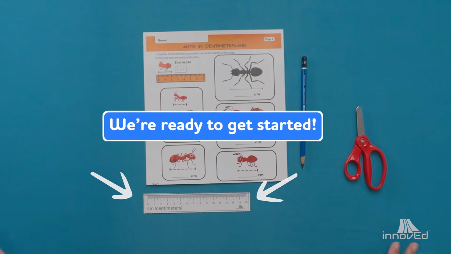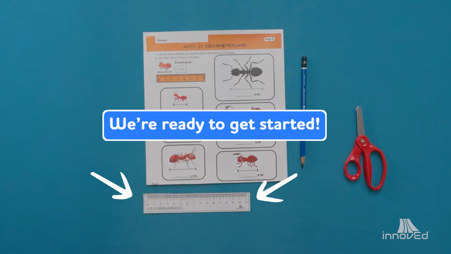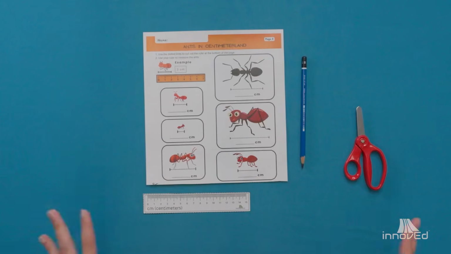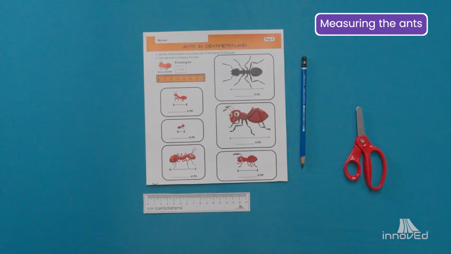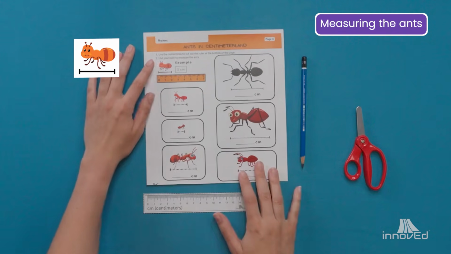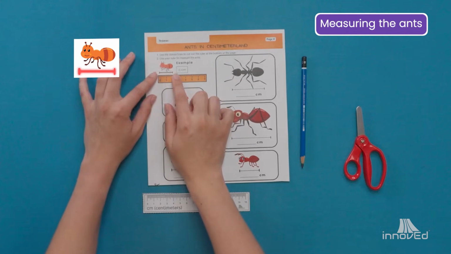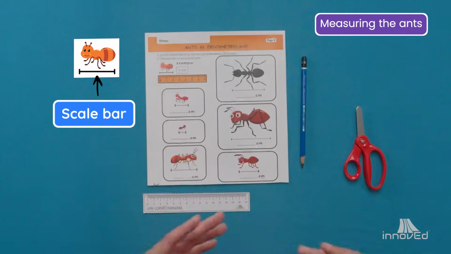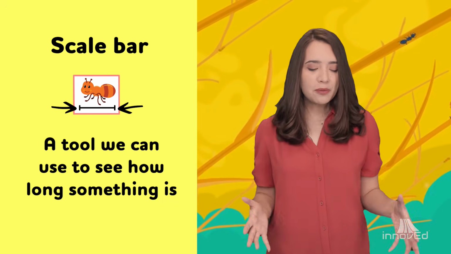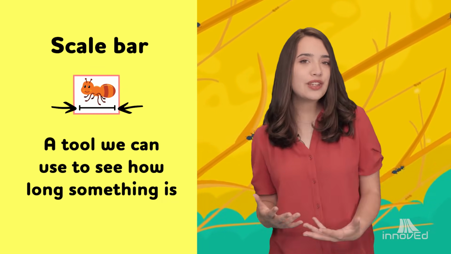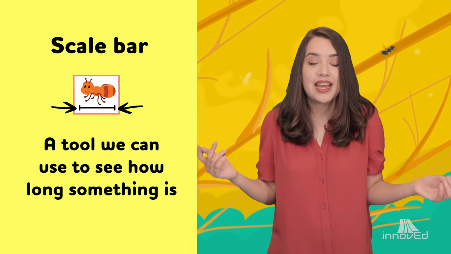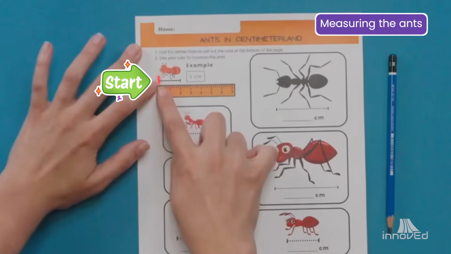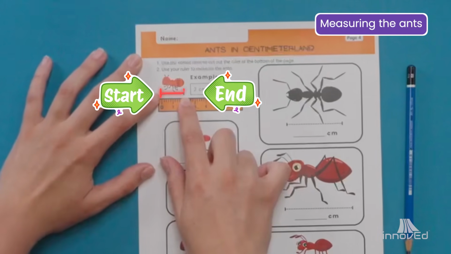And now that we have our ruler, we're ready to get started measuring in Centimeterland. So let's take a look at the example together. We can see that we have an ant, and we have this line underneath it. This line is called a scale bar. A scale bar is a special tool that we can use to know how long something is. So we can see where the ant starts and where the ant ends. The scale bars just make measuring a little bit easier.